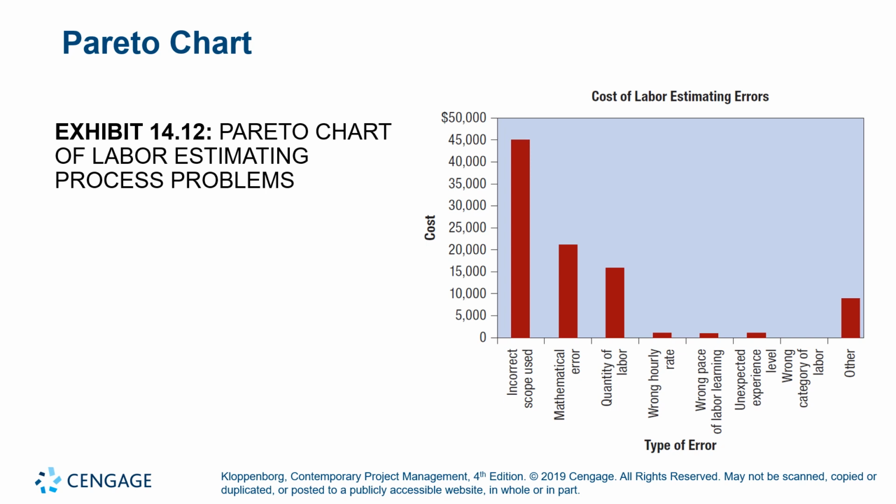We have what's called a Pareto chart. It's a vertical bar graph to show frequency of problems. That's all it is. And this example is showing labor estimating process problems. So again, a Pareto chart is just a vertical bar graph to show frequency of problems. If you take a look at this chart, incorrect scope used determines a lot of the problems right there, versus maybe unexpected experience, which is on the lower level, is what's causing errors.